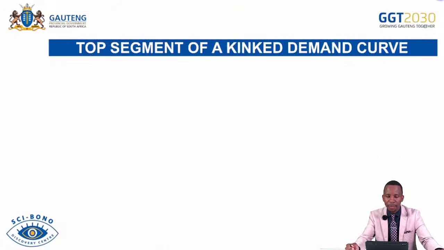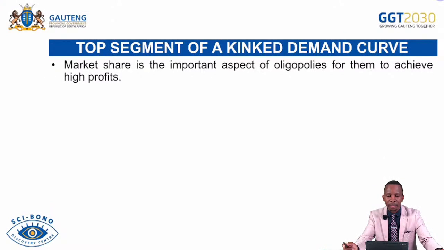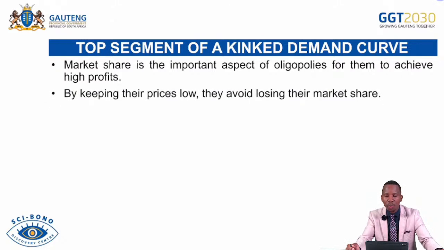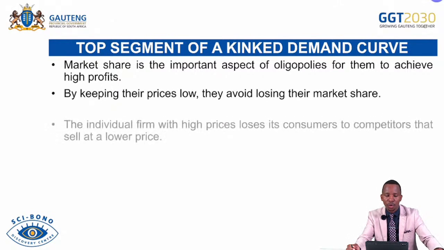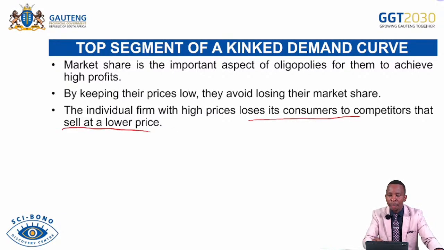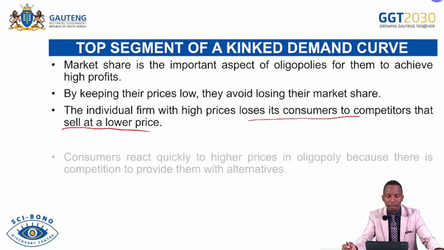And then the top segment. Market share is the important aspect of oligopolies for them to achieve high profit. It's very important that they dominate the market. By keeping their price low, they avoid losing their market share. They will not lose their consumers if their prices are still low and reasonable. But those firms with higher prices will lose their consumers if products are the same. The individual firm with higher prices loses its consumers to competitors that are selling at the lower price. They will always lose their consumers.